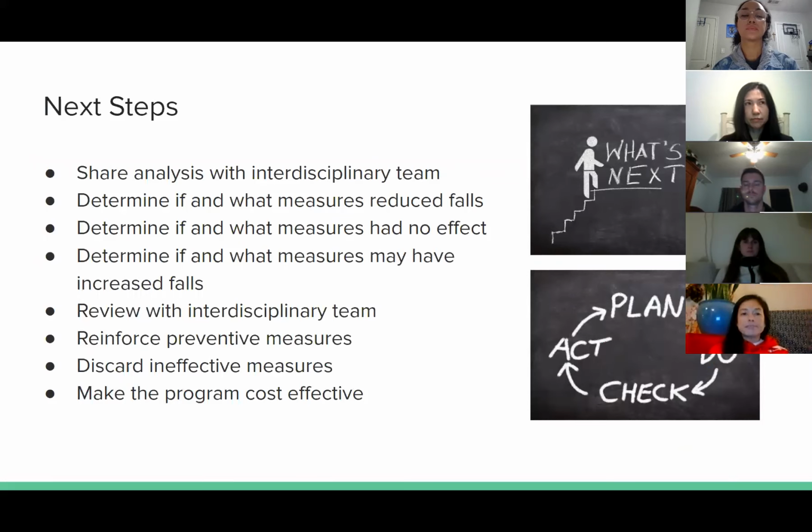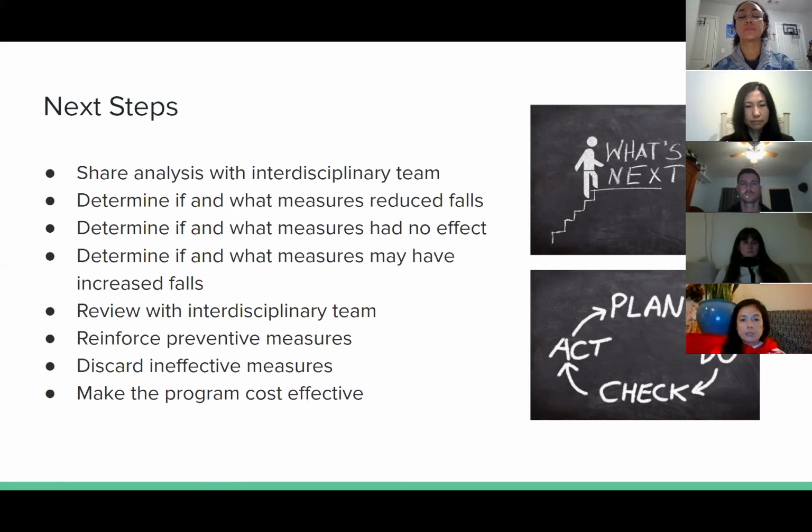Next slide, please. Okay, so after the analysis, it's important that we share the information with the interdisciplinary team. We want to share it with the team because that way we can determine what and if measures reduced falls. We also want to know what and if measures had no effect on falls. Do bed alarms work? Maybe we get information like that. And then is it possible that we've done something that may have increased the chances for falls? That will be reviewed as well.